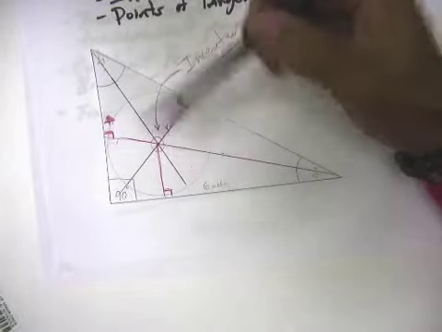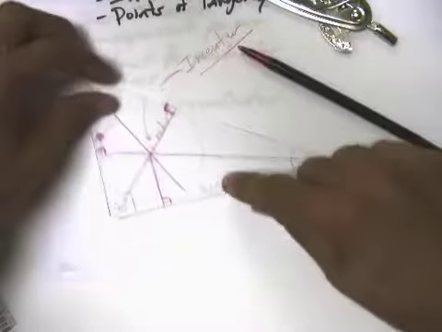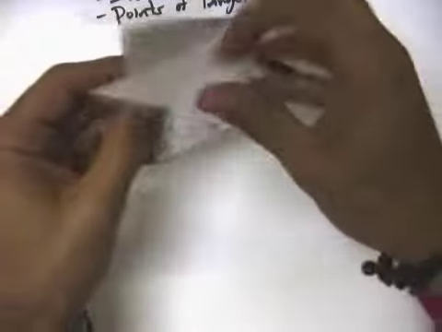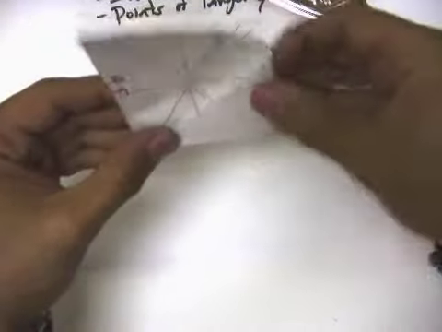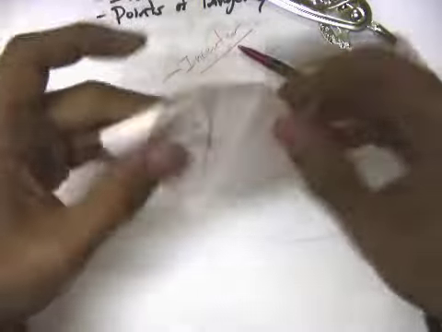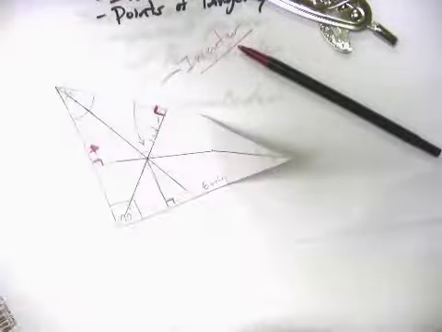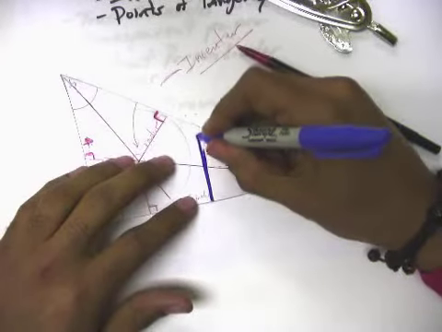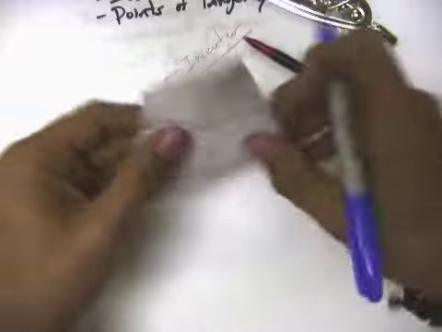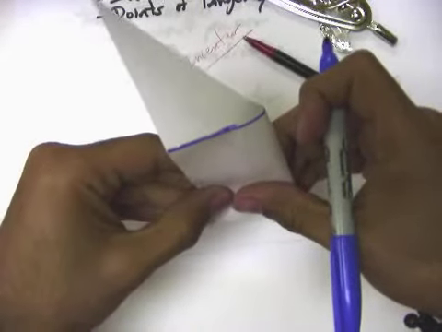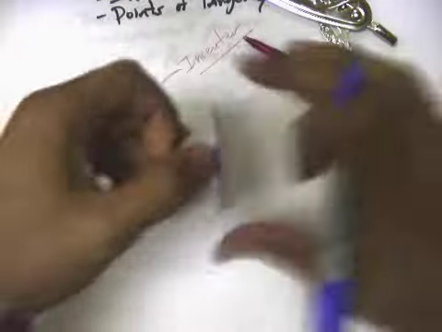Now let's see what happens with the perpendicular bisector. So let's make sure we understand that the incenter is the same distance from all of the sides of the triangle. But now, let me make a perpendicular bisector here. Let's make some perpendicular bisectors, and we're going to label those in blue.